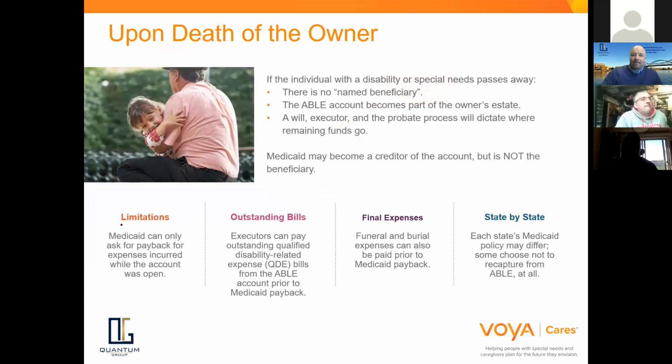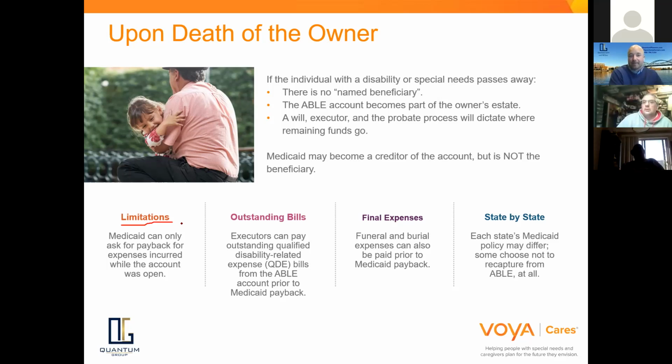So what are these limitations? We talk about Medicaid clawback. Maybe it's why it's not so scary. If you had $10,000 in an ABLE account and the beneficiary passes away, then Medicaid can ask for payback, but only for the expenses that were incurred when the ABLE account was in existence. So if the person is 40 years old and had an ABLE account for the last 5 years, Medicaid can only ask for expenses that were incurred in the last 5 years.